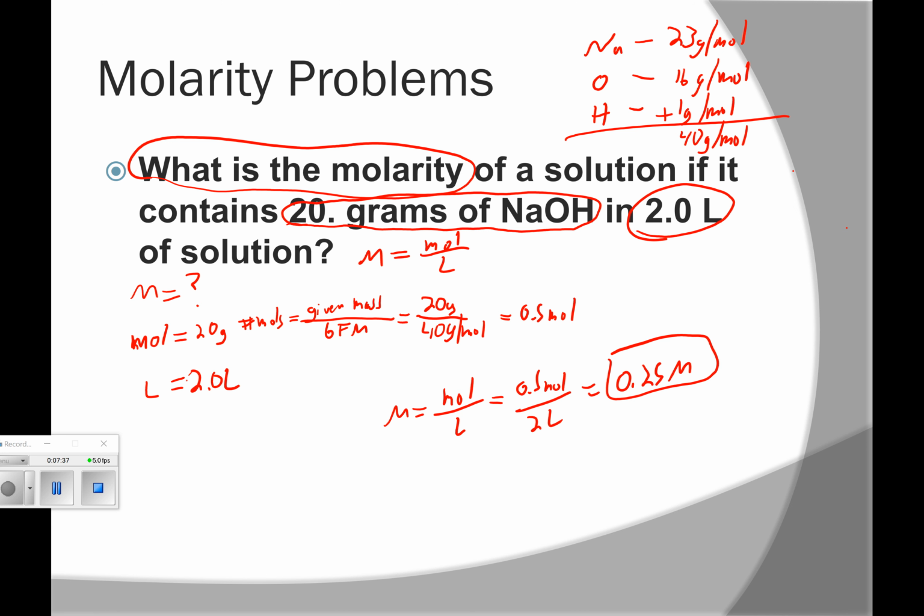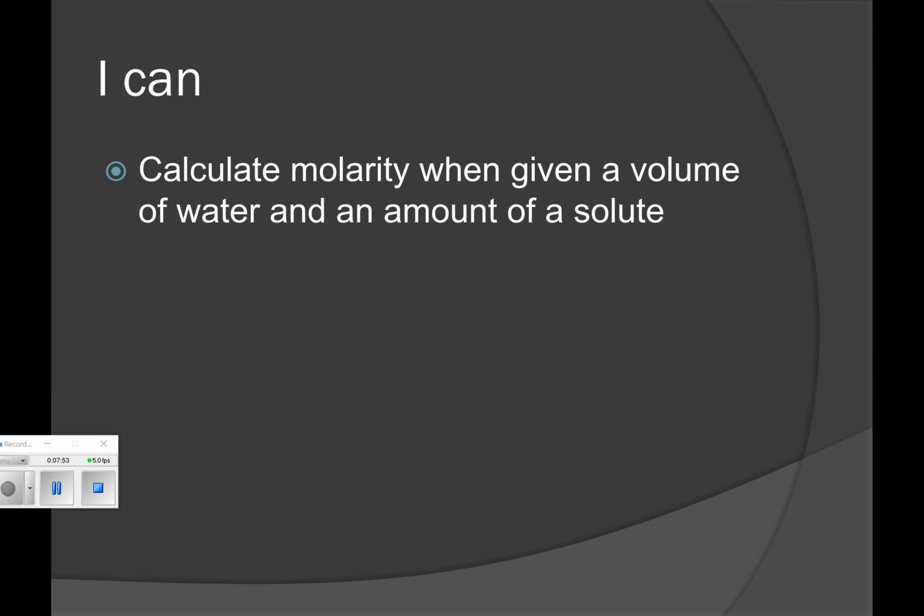I'm going to make sure we put that capital M there to indicate that this is the molarity of the solution. So the trick with this one is having to convert your solute of 20 grams into moles so it'll fit in our equation here. At this point, you should be able to calculate the molarity when given a volume of water and an amount of solute.